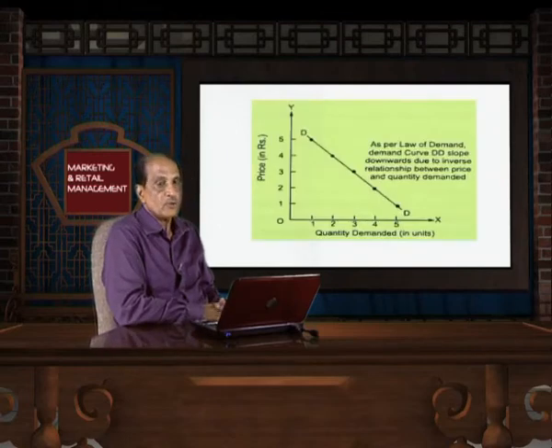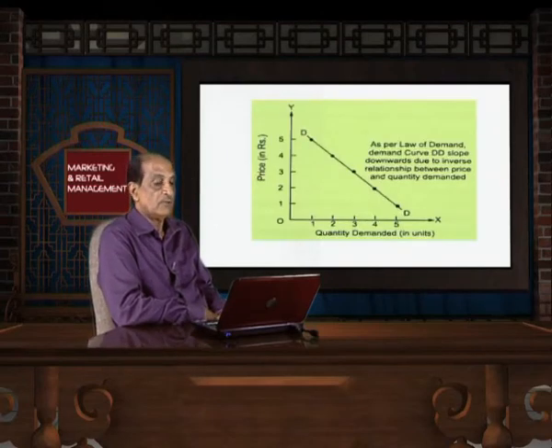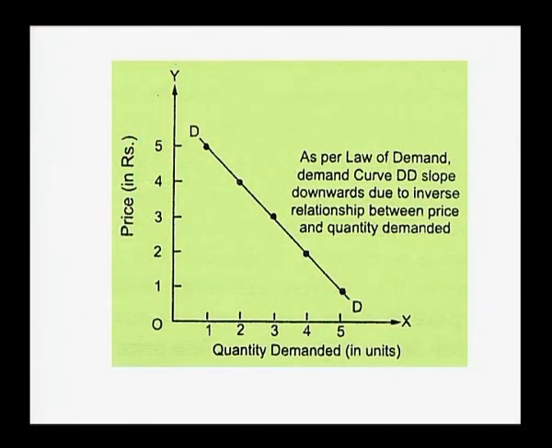Now, that can be shown with the help of the diagram. As you have seen, with the increase in the price of the goods, the demand is on the decline. Therefore, the relationship between the price of the commodity and the demand for the commodity is inverse, and therefore the demand curve slopes downward.